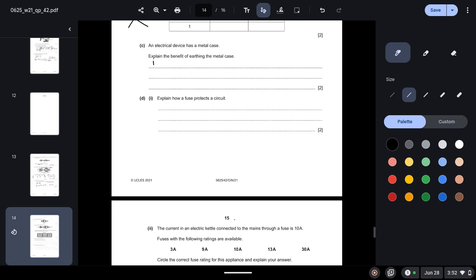So we know that the live wire has current. So if it touches the metal case, the metal case would also contain current, and then it can be harmful for anyone who touches the metal case. So earthing basically prevents electrocution, and it prevents the metal case from becoming live.